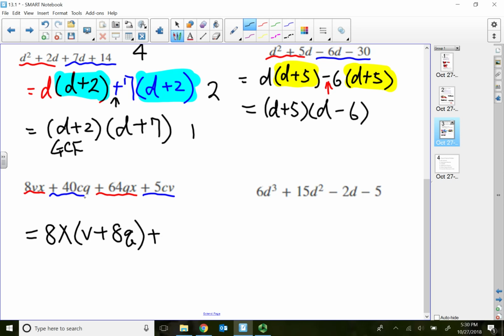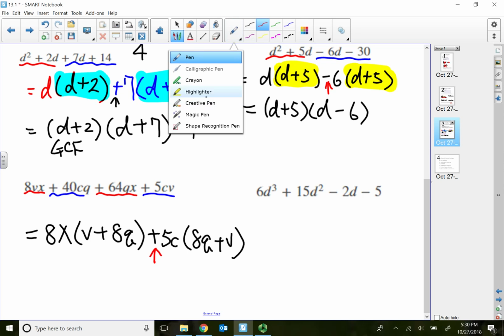Between the last two terms, I can factor out a positive 5c. Positive 5 going into positive 40 is positive 8 times. Take the c to the outside, so q is left. Positive 5 going into positive 5 is positive 1 time. Take the c to the outside, v is the only thing left. So now I've got two terms.